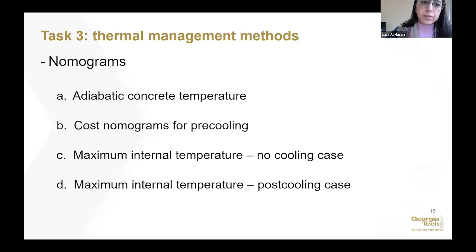The final task that we wanted to work on is to provide GDOT with easy to use and implement tools for initial decision making. And we have resorted to nomograms because, as I said, they are easy to implement, anyone can use them, and they are more flexible than other models. We have provided them with nomograms to find the maximum theoretical concrete temperature, and this would be a conservative case scenario. We have provided them with cost nomograms for pre-cooling using liquid nitrogen, and also 2 detailed nomograms to find internal temperatures in a no cooling case and a post-cooling case.